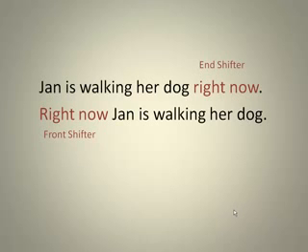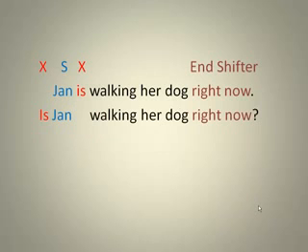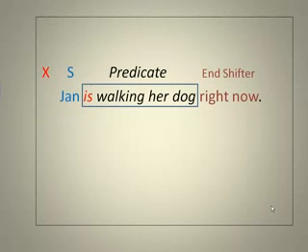Jan is walking her dog right now. Let's take a look and we'll do this sentence step by step together. The shifter, right now. Right now, Jan is walking her dog. Let's find the subject by marking the X words and moving one to make a yes or no question. Is Jan walking her dog? And we see Jan is the subject. We know the subject. We know the end shifter. Let's put a box around the predicate, and there it is, walking her dog.